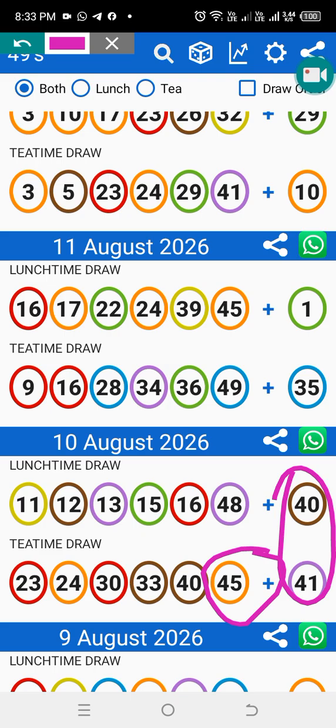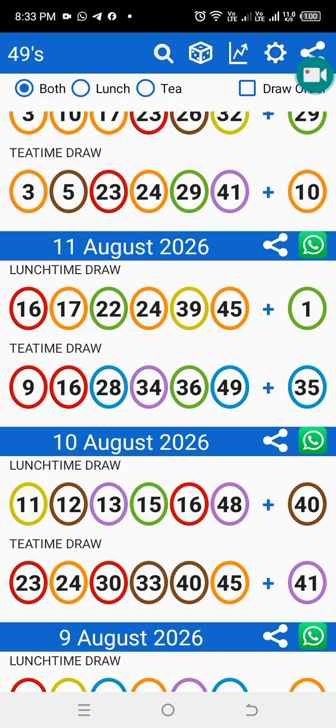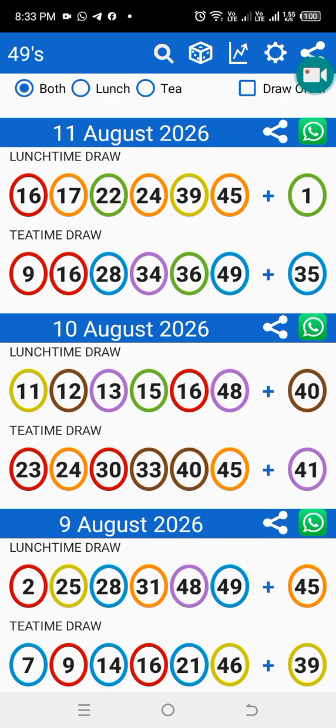Plus 45 plus 112. We have a 238. Now we have the answer 23, 28, and 38. Let's see. 23, 28. You can see 28 and 38. The number 38 here. So 38 is also among the missing number.